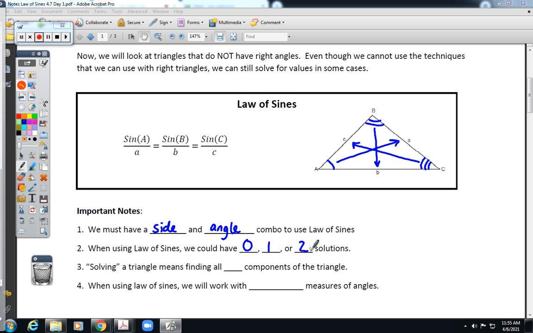Another thing to note, solving a triangle means we find all 6 components of the triangle. All 3 side lengths, all 3 angle measures. A triangle is not considered solved until you know everything about it. All 3 angles and all 3 sides. Okay? And then when we use the law of sines, we'll work with both degree and radian measures.